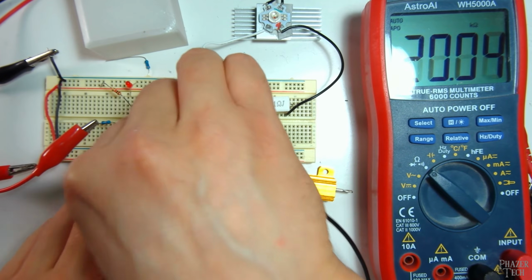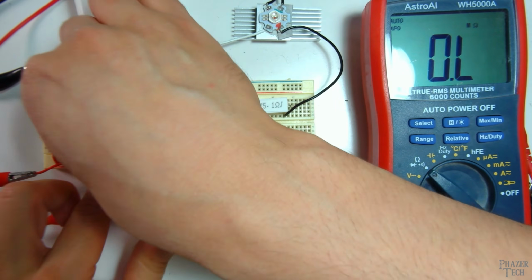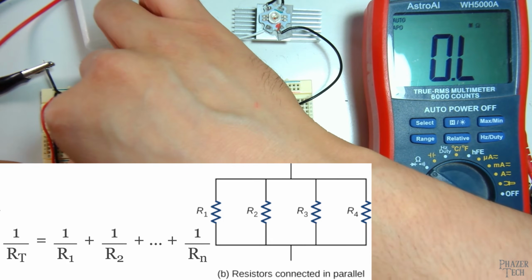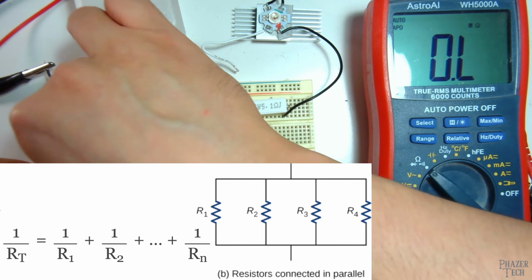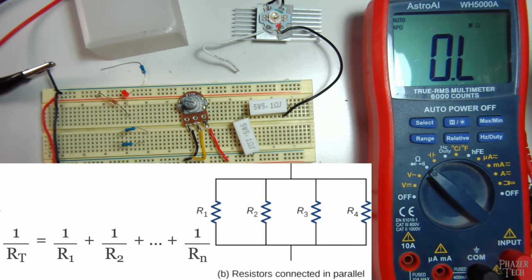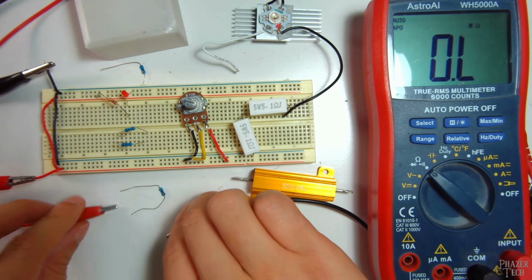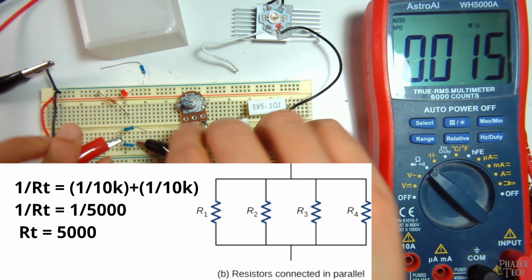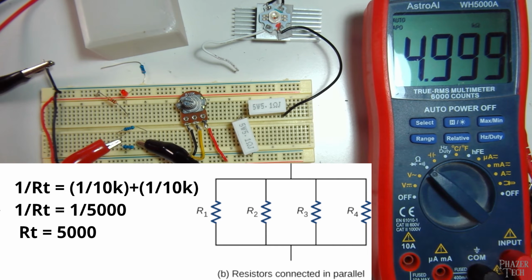Now, if these resistors were placed in parallel, for example like this, we would not get 20K when measuring across them. Instead, we need to follow this equation here. We take 1 over the resistance value for each resistor and add them all together, then take that answer and divide 1 by that answer. So with two 10K resistors following this equation, we should get 5K. And that's what we see.